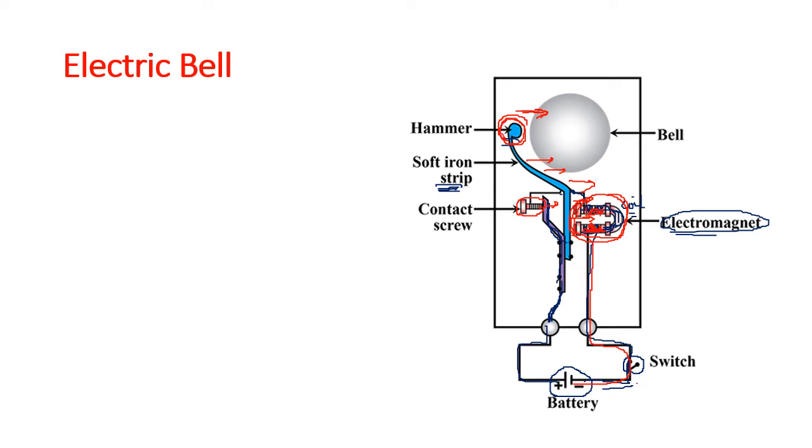When it comes back to its place, again it touches the screw. Again the circuit is complete, again the current flows, again it acts like a magnet, the strip is pulled forward. Again it hits the gong. The circuit is broken, so this continuous action gives the electric bell sound. This is not given in the textbook, but this is a very good application of the electromagnet.